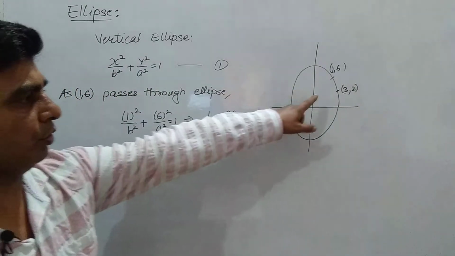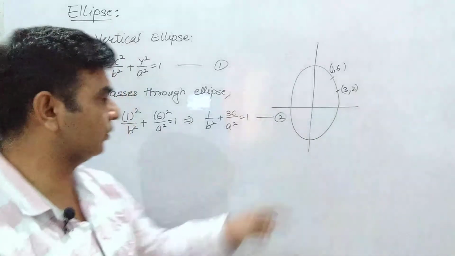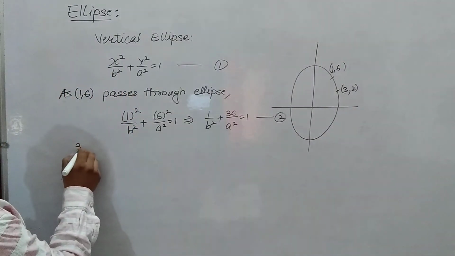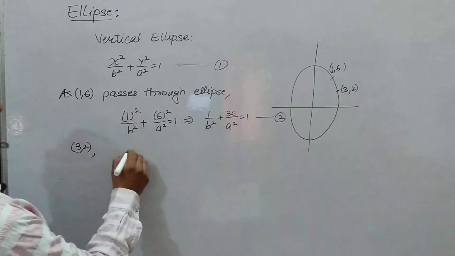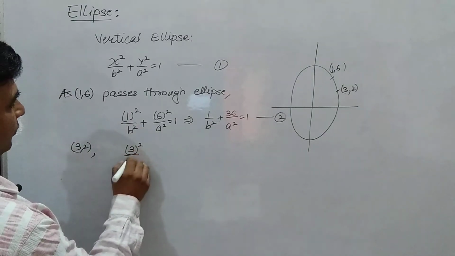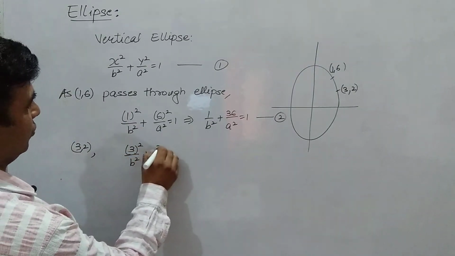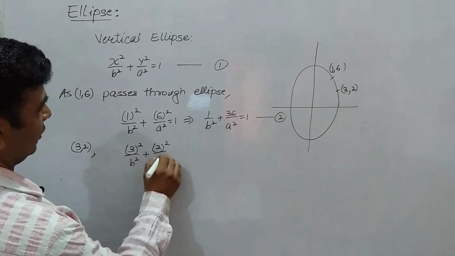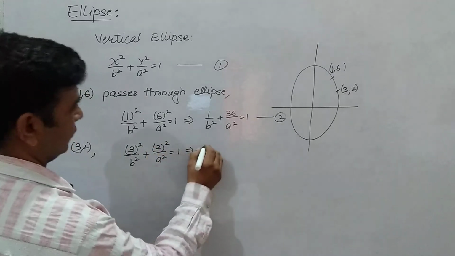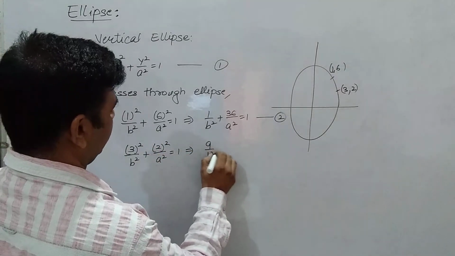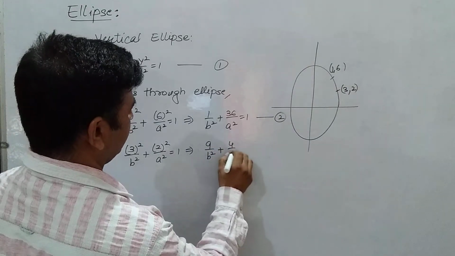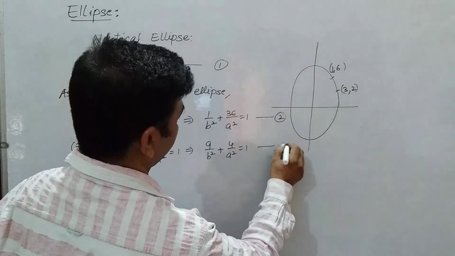Again 3, 2 is also passing through the ellipse. So as 3, 2 is also passing, it implies 3 square upon b square plus 2 square upon a square is equal to 1, implies 9 upon b square plus 4 upon a square is equal to 1. This is equation number 3.